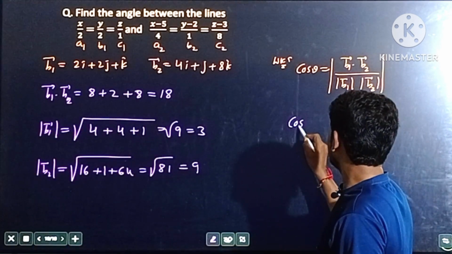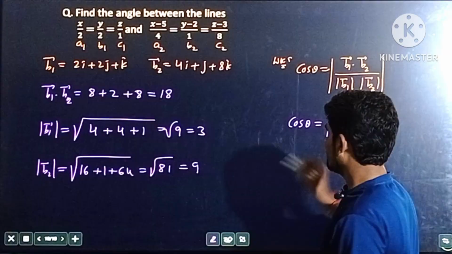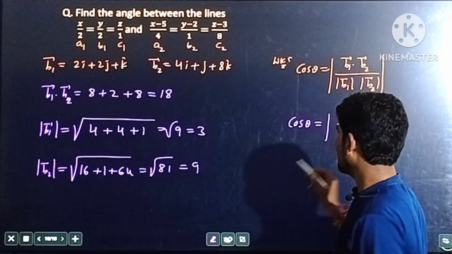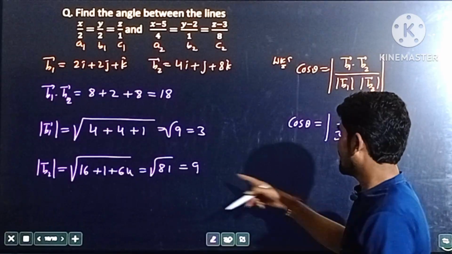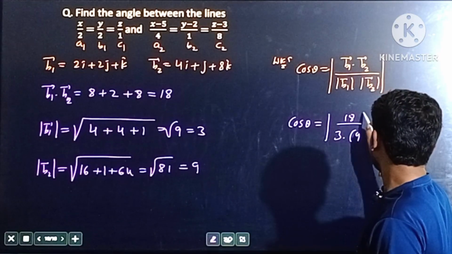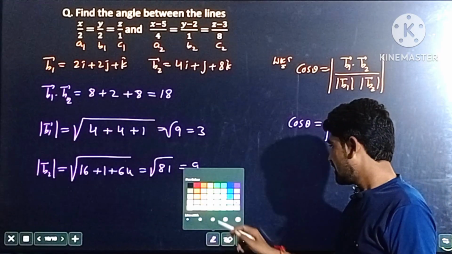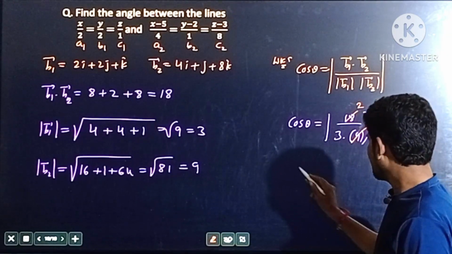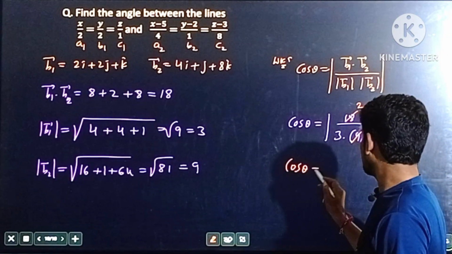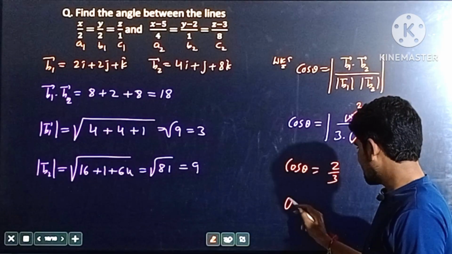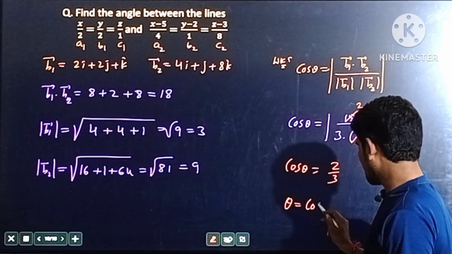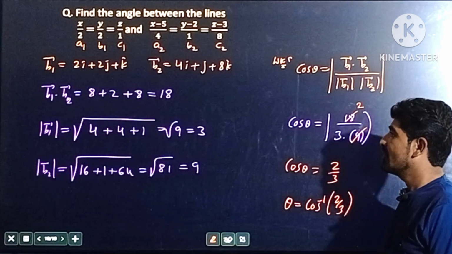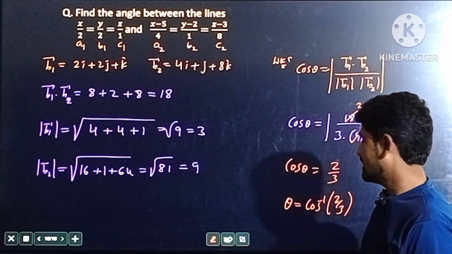Therefore, cos theta is equal to modulus of B1 vector dot B2 vector, which is 18, divided by magnitude of B1 vector, which is 3, into magnitude of B2 vector, which is 9. Now see here, I can cancel: 9 ones are 9, 9 twos are 18. Therefore, cos theta is equal to 2 divided by 3. Hence, the angle between the two lines, theta, is equal to cos inverse of 2 by 3. I hope all of you understood. Now let's start the next question.